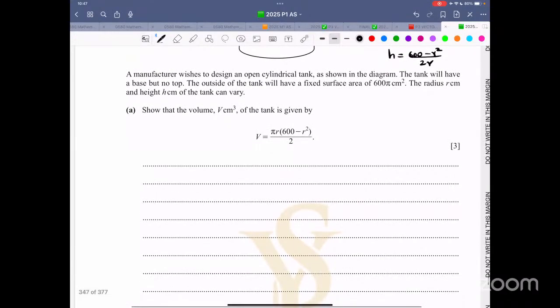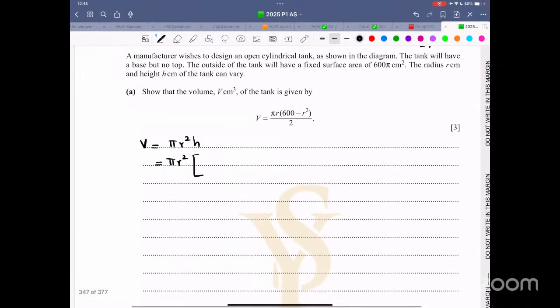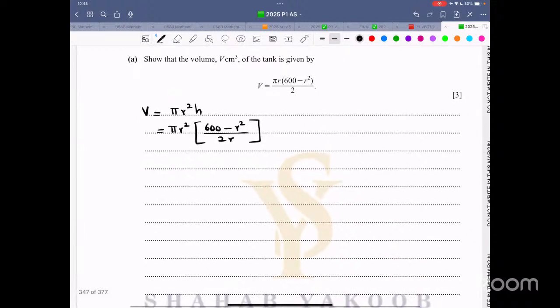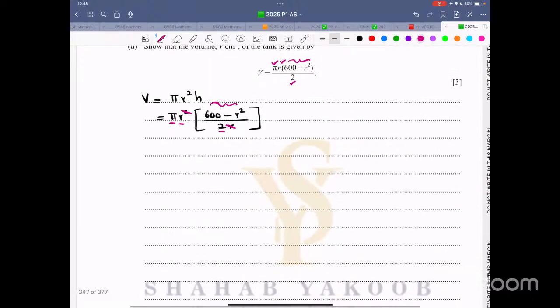So what about the volume? So now the volume is, whether it's open or closed, pi r square h. That is pi r square, and what is h? 600 minus r square over 2r. So now what is cancelling out? This square and this r cancel out. I have pi, I have r, I have 2. I have the bracket. So everything is set. Show that the volume is this.